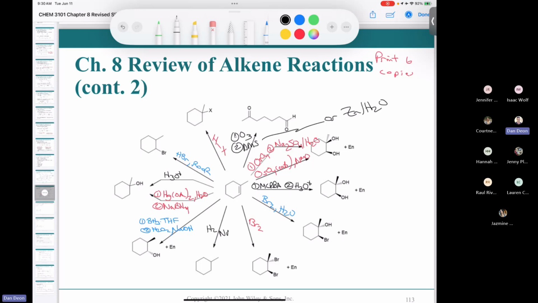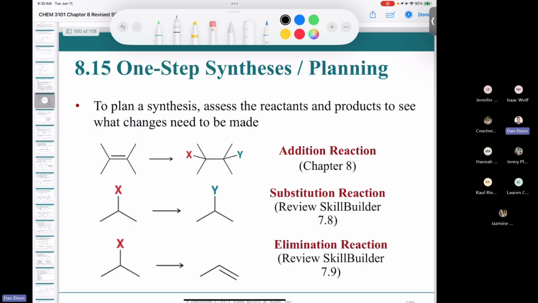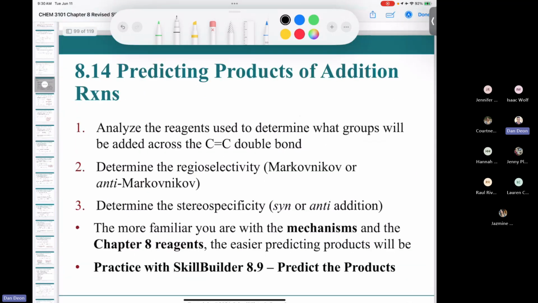So I would recommend printing this out and doing it over and over until you have mastered the reactions, because we have to be able to predict the products of addition reactions. And so you've got to know the chapter 8 reagents. You have to know all of them.